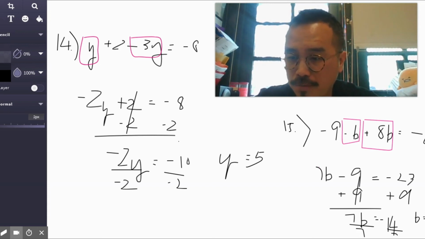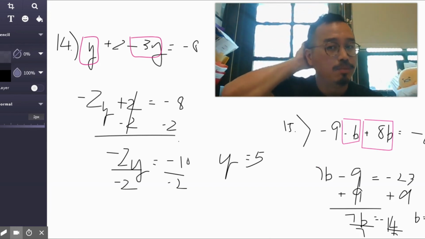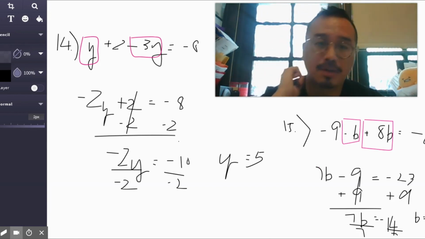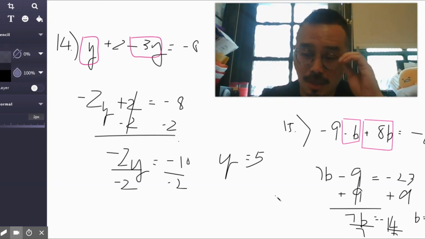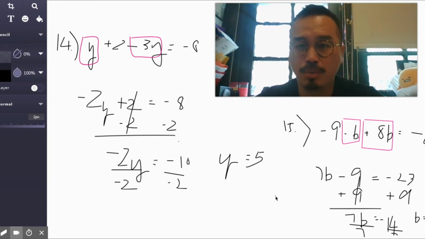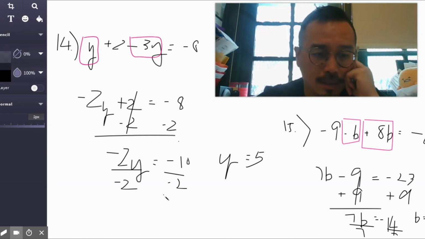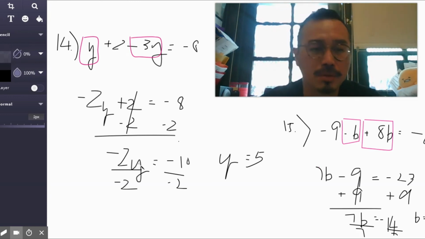So hopefully this will help you, because I know I went pretty fast at the end, right, with this combining like terms, solving equations. So hopefully this will help you with the homework, and that way I also don't have to spend too much time on this again tomorrow in class.